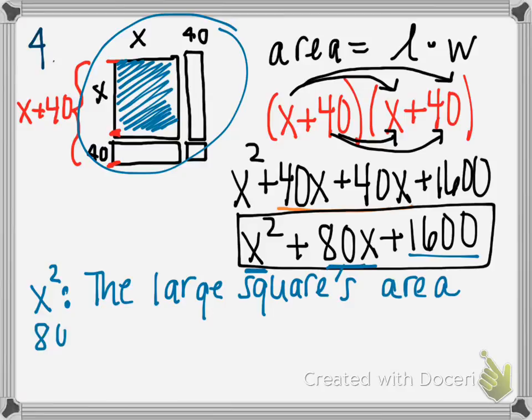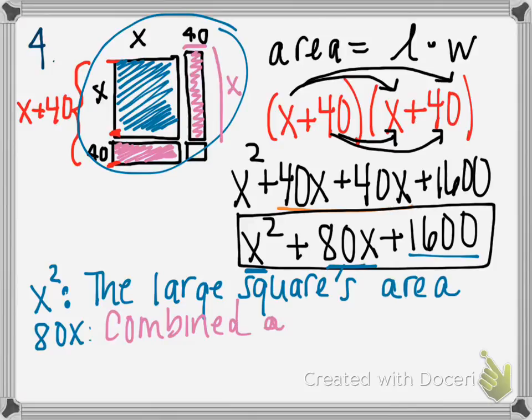And then where's 80x in our picture? Well, I don't see 80 anywhere, but I do see two rectangles. Each rectangle, if I shade this in, what would the area of this rectangle be? Well, from here to here is 40, and then from here to here is x. So that rectangle has an area of 40 times x, length times width, so 40x. And then this rectangle is the exact same thing. It's a 40 by x, so another 40x. So 80x is the combined area of the two rectangles.